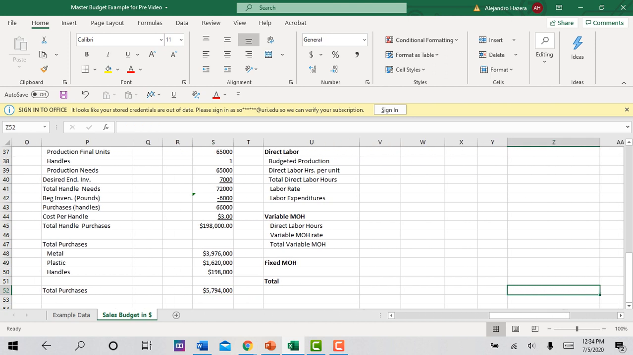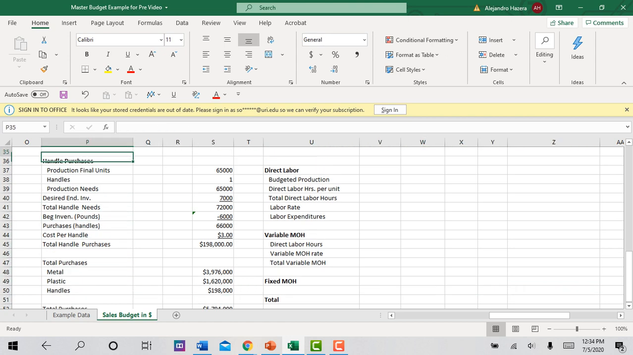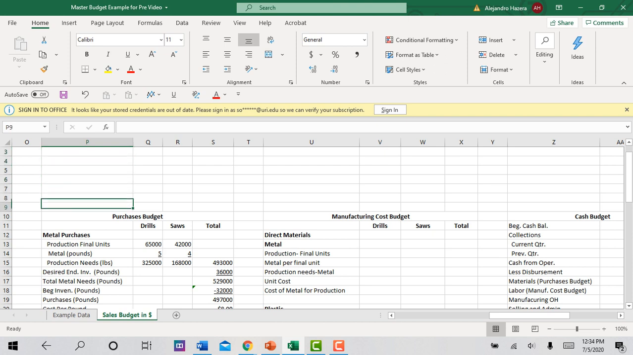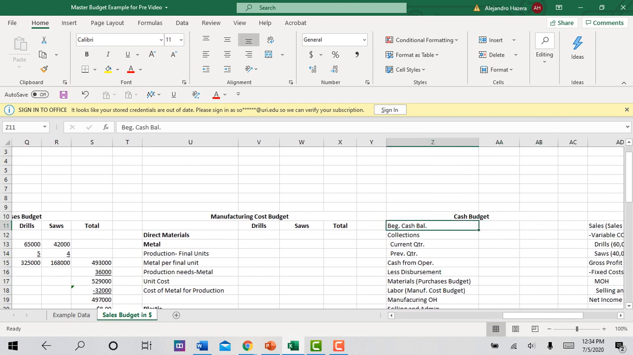Okay, now finally we're going to come over here, and these are the two most detailed budgets. And this first budget, the purchases budget, tells you the amount of direct materials that you're going to have to purchase. Some of that goes into inventory, some of it goes on the assembly line. And now this next budget mostly has to do with costs that go onto the assembly line.